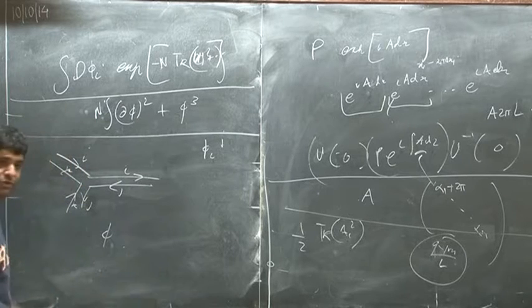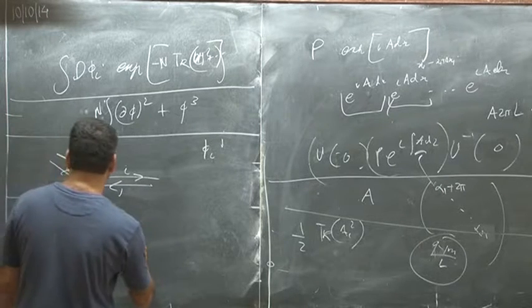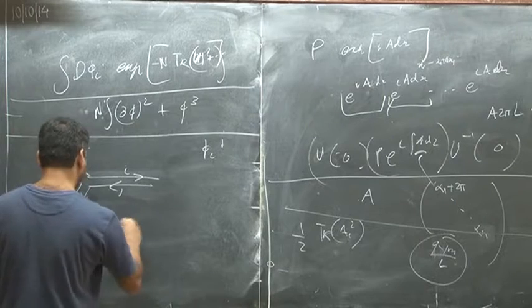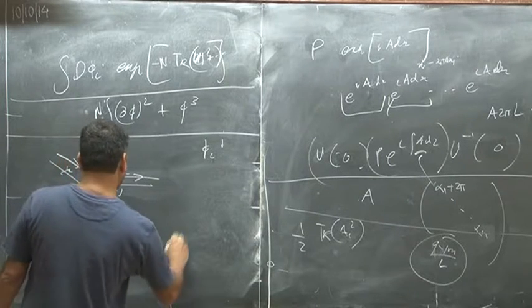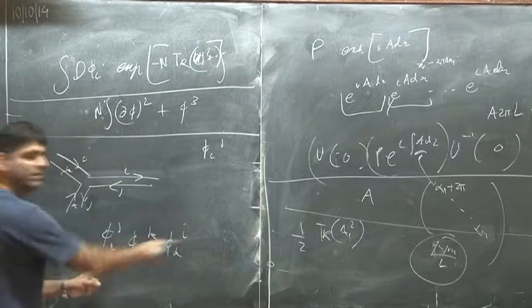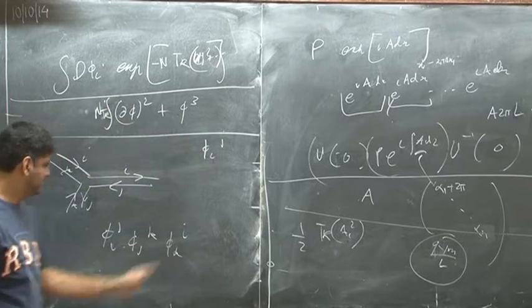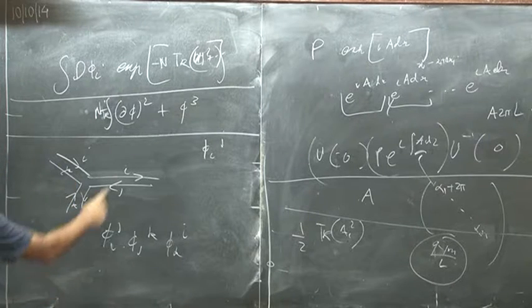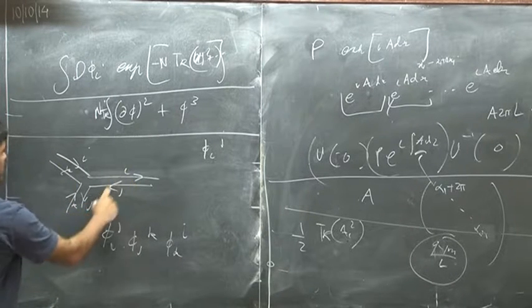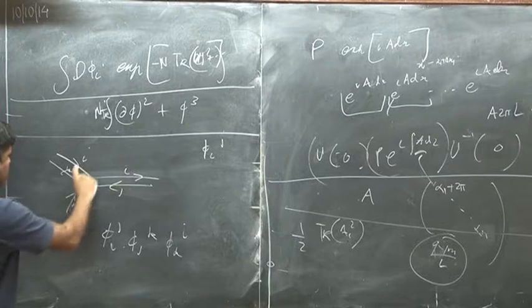Because it's just what you get if you write, what do we have here? We have phi_ij, phi_jk, phi_ki, because of the trace. And that's what this is. This is phi_ij, phi_jk, phi_ki.